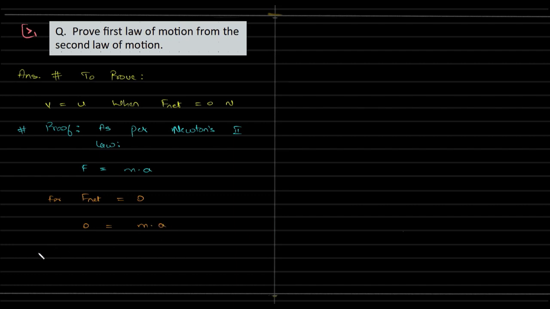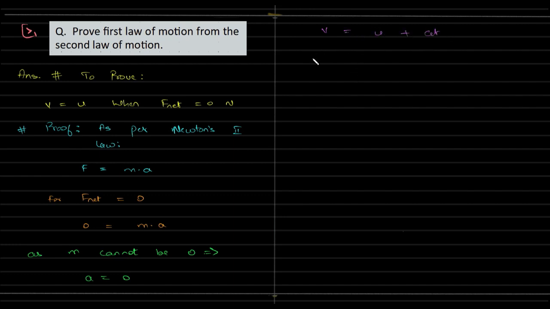See, the mass of an object cannot be 0, as m cannot be 0, right? What can you tell? Acceleration has to be 0. See, the product of two things is 0. It means either m has to be 0, if not, a has to be 0, if not, both have to be 0. But m can't be 0. The mass of an object cannot be 0. So acceleration is 0.